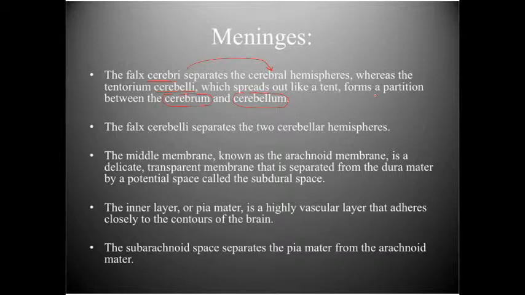The middle membrane, known as the arachnoid membrane, is a delicate transparent membrane that is separated from the dura mater by a potential space called the subdural space. The inner layer, or pia mater, is a highly vascular layer that adheres closely to the contours of the brain. The subarachnoid space separates the pia mater from the arachnoid mater. That seems like a lot of things to keep straight, but once you actually see the layout in terms of CT, it will become more apparent.